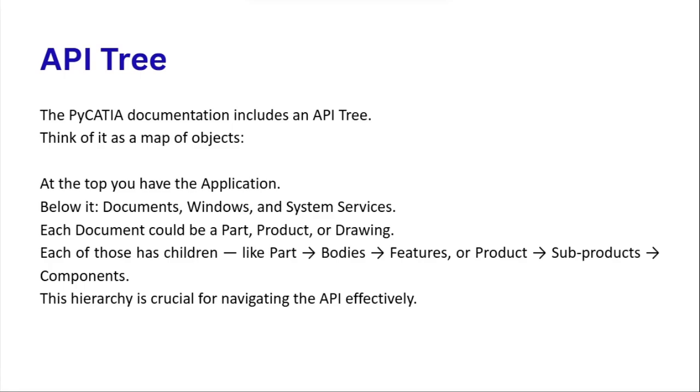The PyCATIA documentation includes an API tree. Think of it as a map of objects. At the top, you have the application. Below it, documents, windows, and system services. Each document could be a part, product, or drawing. Each of those has children, like part, bodies, features, or product, subproducts, components. This hierarchy is crucial for navigating the API effectively.